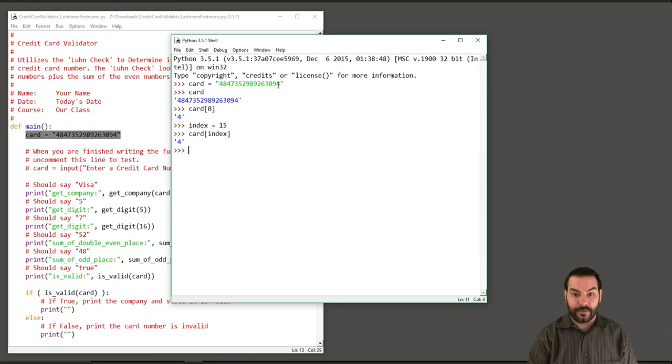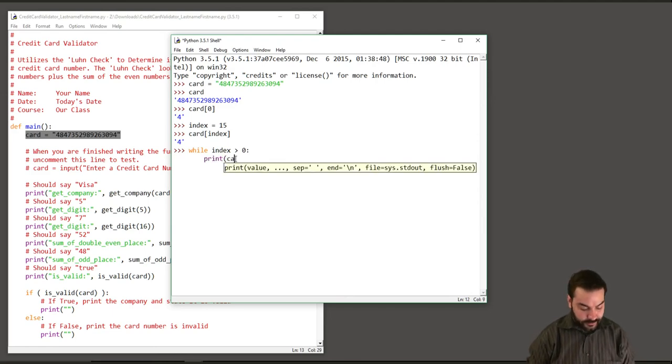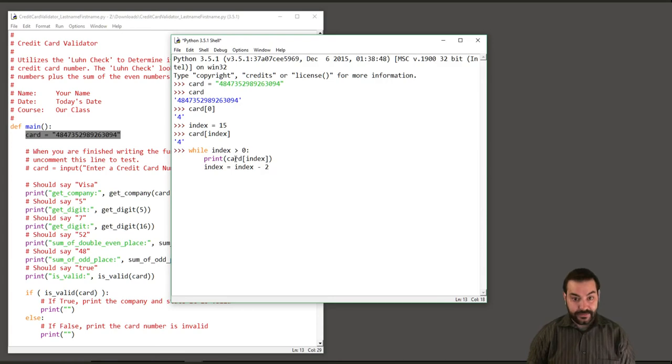oh, well, I'm getting 4 again, I'm getting this 4 this time. Well, if I did something like while index is greater than 0, maybe I print card at index. And then I make my index go down by 2. Suddenly I've extracted out all of my odd numbers, and maybe I run a running total on those things. Maybe that might be a little bit of a benefit.